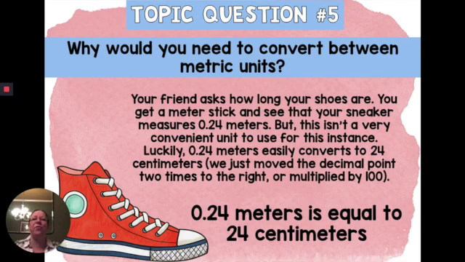Topic question number 5. Why would you need to convert between metric units? Your friend asks how long your shoes are. You get a meter stick and see that your sneaker measures 0.24 meters, or 24 hundredths of a meter. But this isn't a very convenient unit to use for this instance. Luckily, 0.24 meters easily converts to 24 centimeters. We just moved the decimal point 2 times to the right, or multiplied it by 100. 24 hundredths of a meter is equal to 24 centimeters.